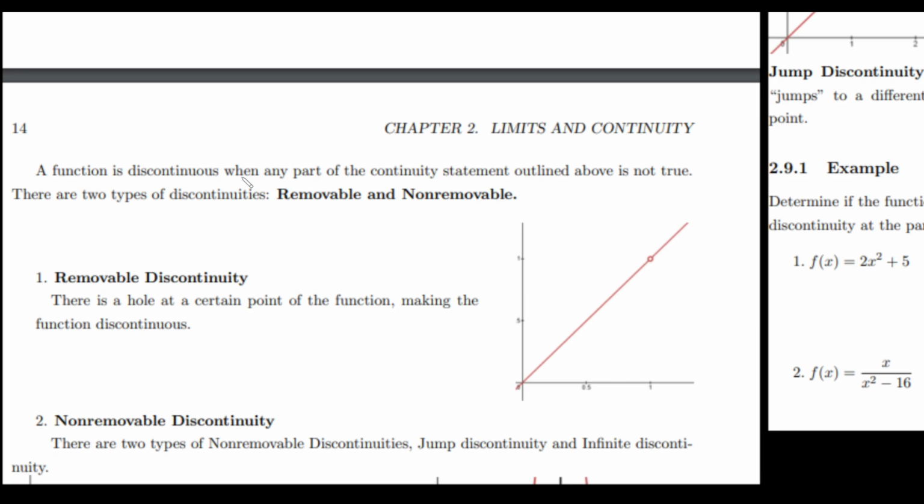Now, if there is a discontinuity, it's discontinuous. There's two types of them: removable and non-removable. Basically, removable ones are where there's just a hole, and if you remove it, then the function will be continuous. If we take out this hole and put a straight line through it, hey, it's continuous.